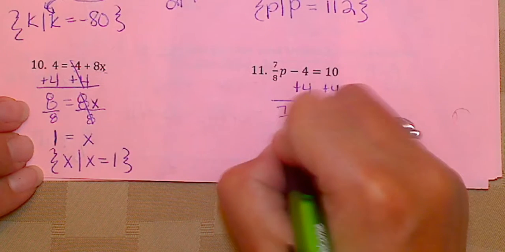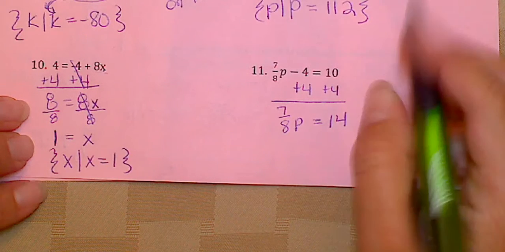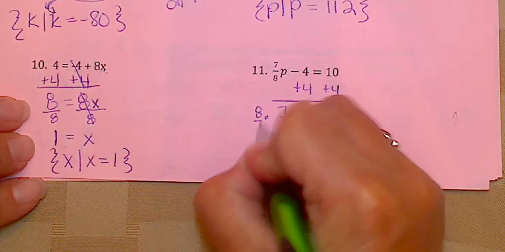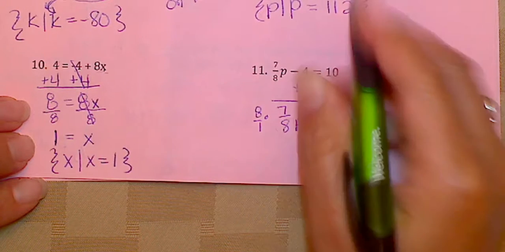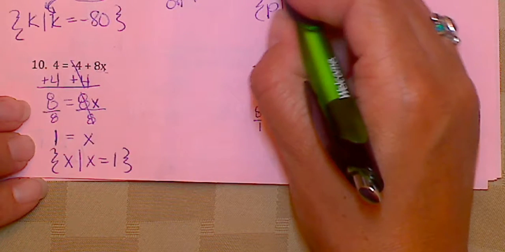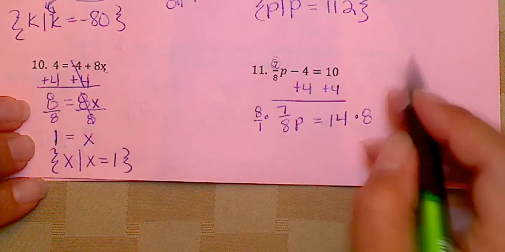So we get 7/8 p equals 14. Now, we are multiplying through by the denominator. So we multiply by 8 over 1 and by 8. Now this is very similar to this one, but one difference is that there's a numerator here of 1 and this numerator is 7. So that's going to require an extra step.